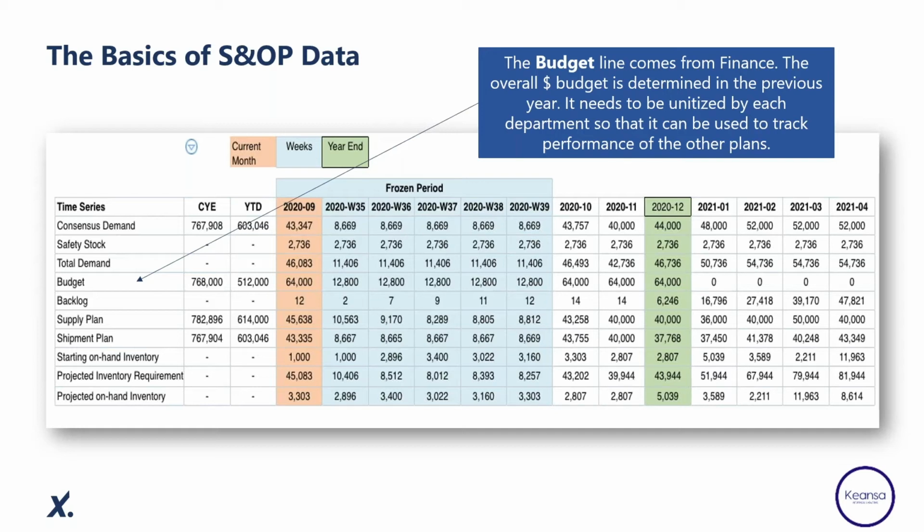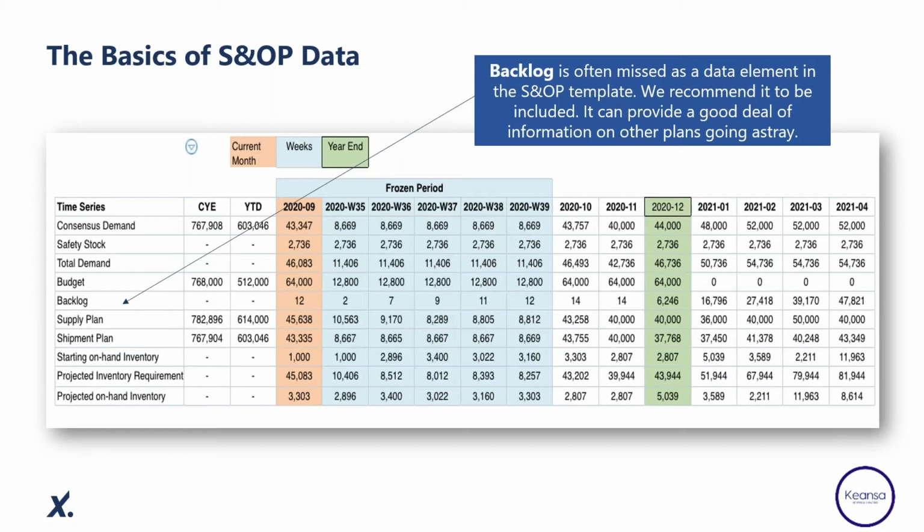The backlog is something that we feel is very important. So this is one of those numbers that is often missed in an S&OP template, but we feel a lot of times it will give you a lot of information about something that is going wrong in one of the other plans. And we'll see that in a couple of our scenarios.